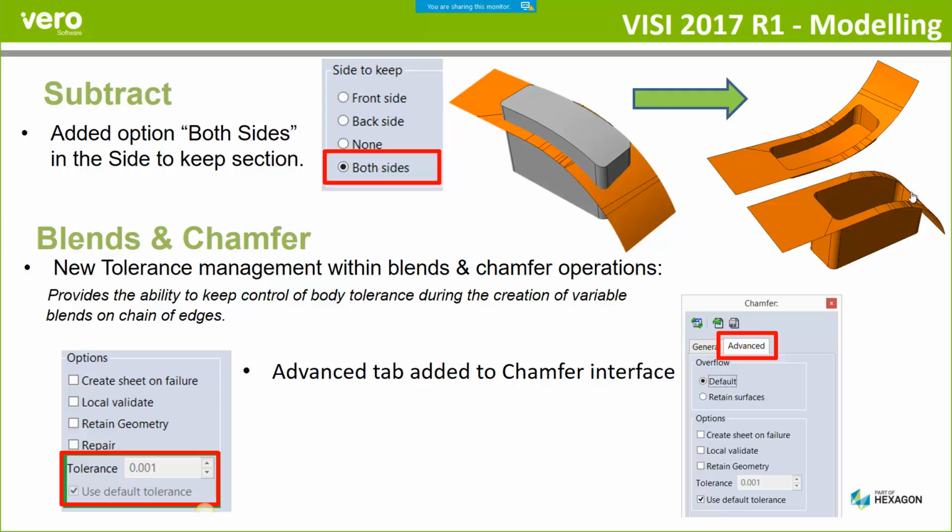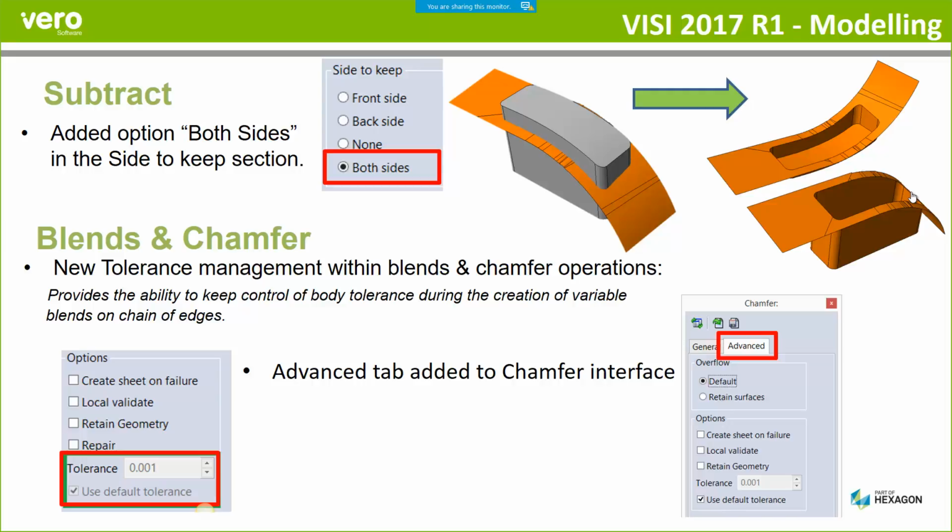Within the blends and chamfer functions, there's a new tolerance management option. Now this is particularly useful if you're putting a chain of blends or chamfers along geometry that's been imported from another modeling system, and if it's a particularly poor model, and if the faces are united using different tolerances, sometimes you can basically get no result.